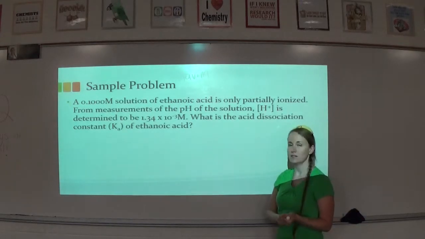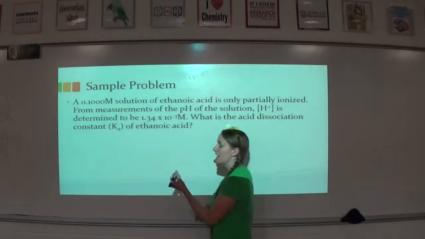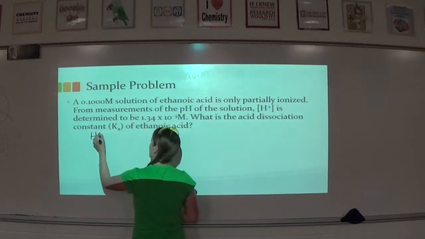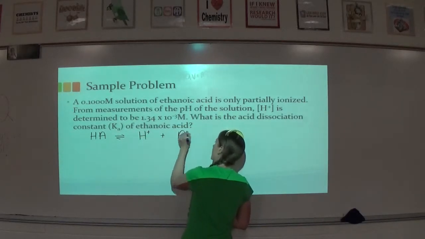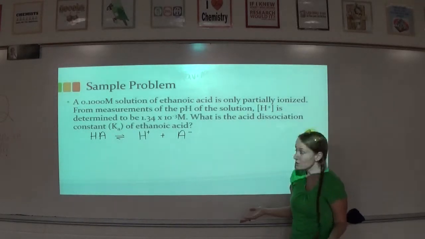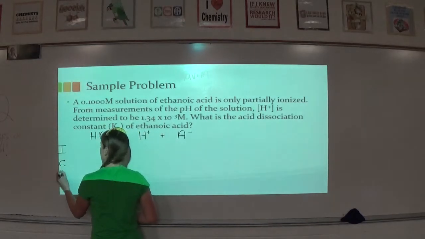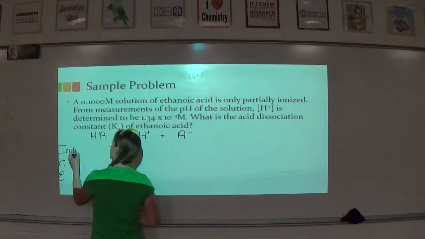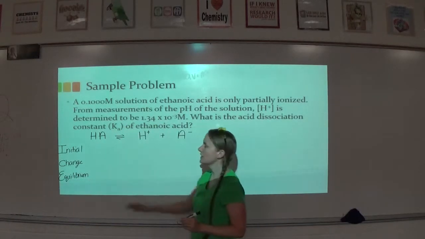So you may be thinking, I don't even know the formula for ethanoic acid. Well, it doesn't matter. We know the generic formula for acid, and our reaction for acid is HA yields H plus A minus. So it doesn't matter whether you know the formula for ethanoic acid or not. It makes no difference. All right, so we set up what's called an ice chart. So it's ICE. I stands for initial, C stands for change, and E stands for equilibrium. All right, so we have initial, change, and equilibrium.